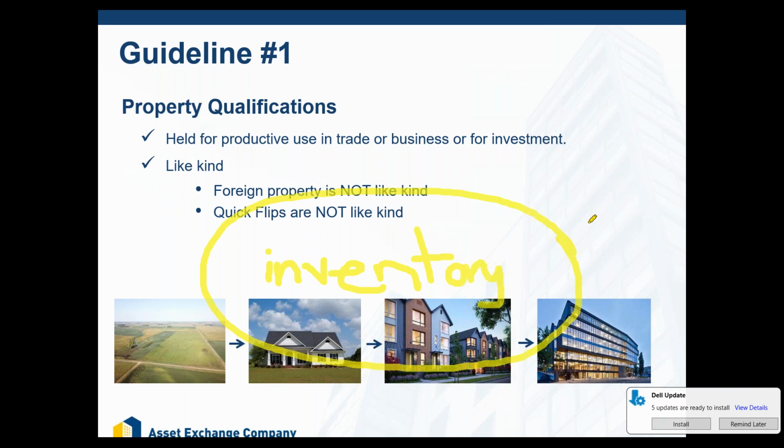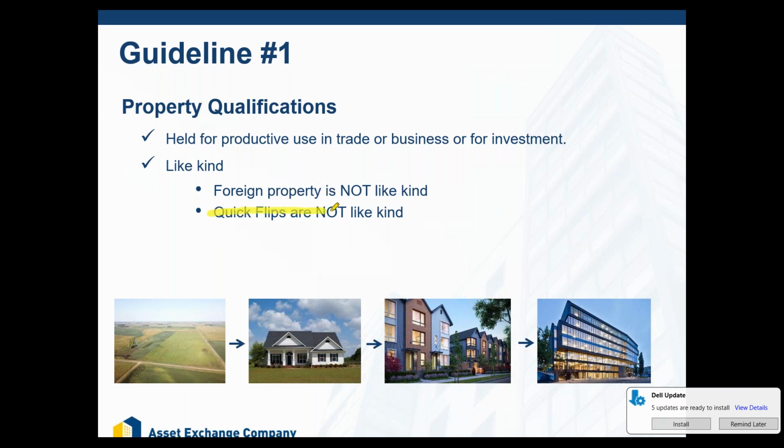Now, for most real estate people, they would consider inventory not even applicable, right? How is real estate inventory? Well, real estate is inventory if you are buying it with a specific intent to sell. And guess what? That is the definition of a quick flip. So flippers, people who buy property, fix it up, and sell it, cannot do 1031 exchanges because their product is considered inventory and it is not permitted to be exchanged. So if you are a flipper, ladies and gentlemen, you cannot do a 1031 exchange.